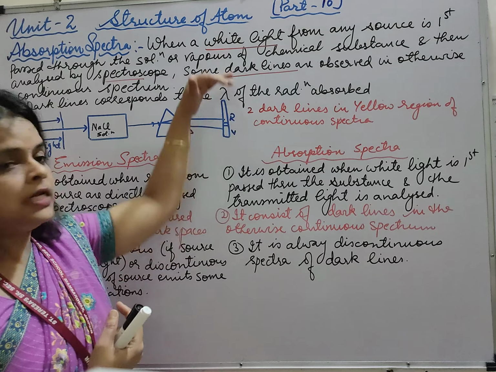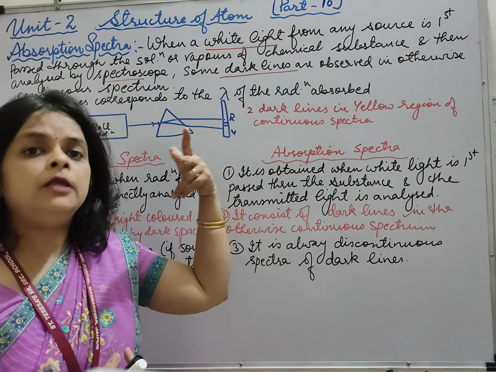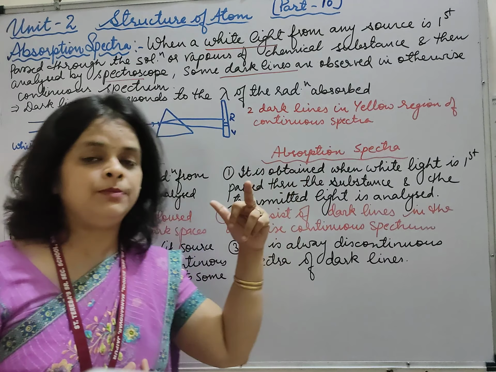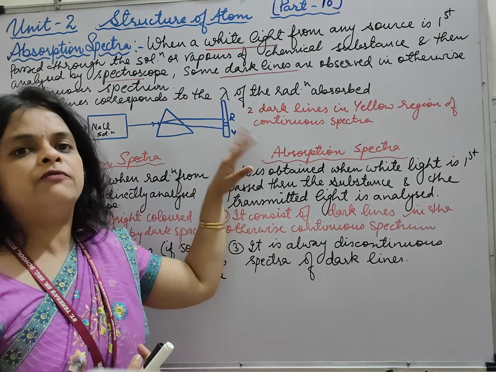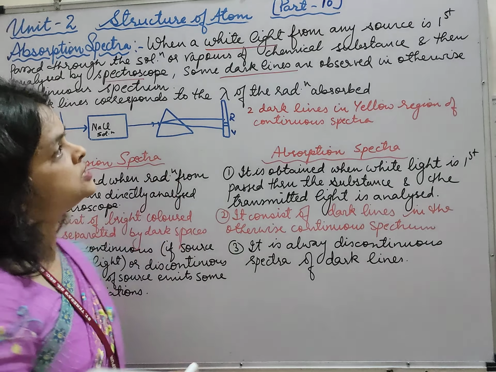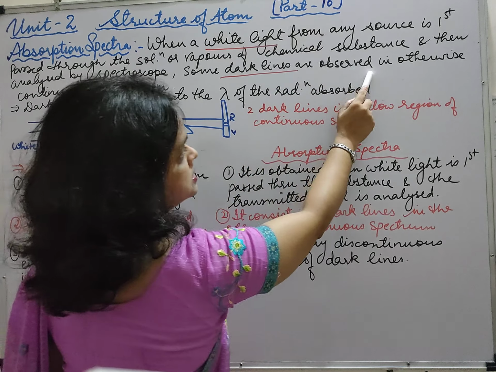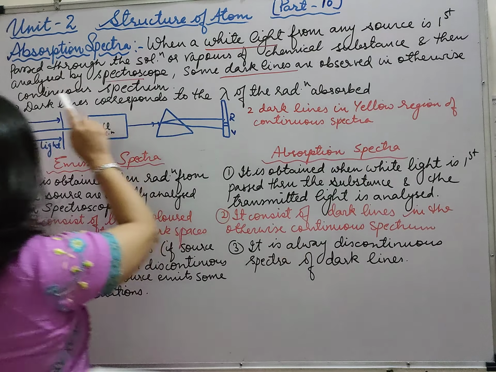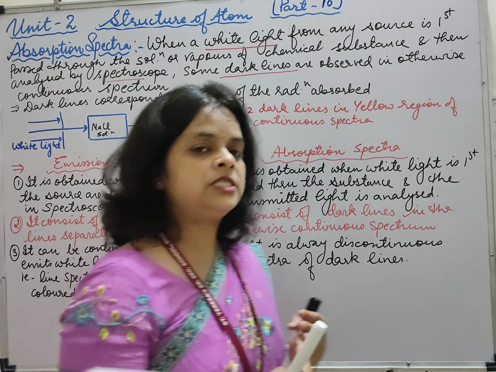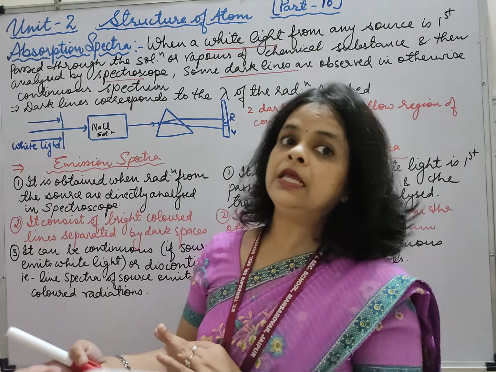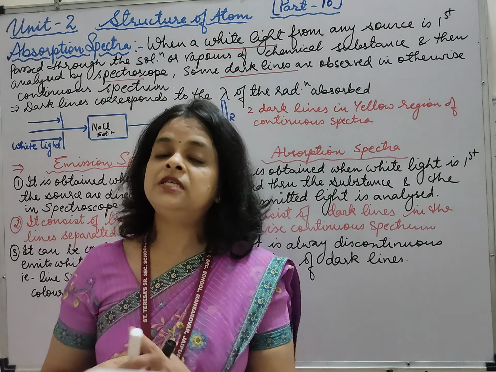Otherwise we get the whole continuous spectrum from violet to red, only in the yellow region we will get two dark lines. Otherwise the whole colored continuous spectrum is obtained. So what we have seen over here is that some dark lines are observed or obtained in otherwise continuous spectra. Okay, students, the dark lines obtained here are exactly the same colored lines which are obtained in the emission spectrum.